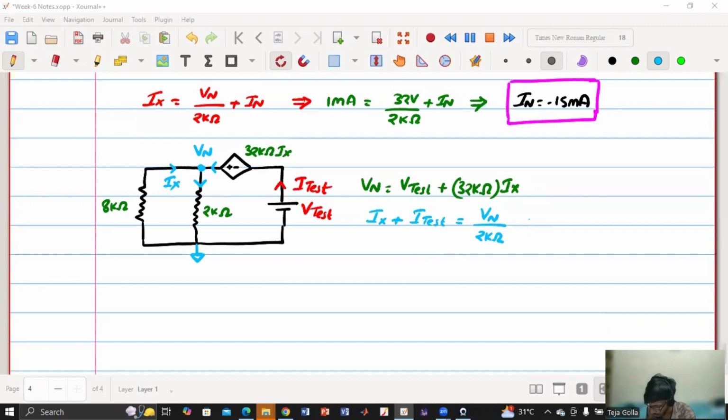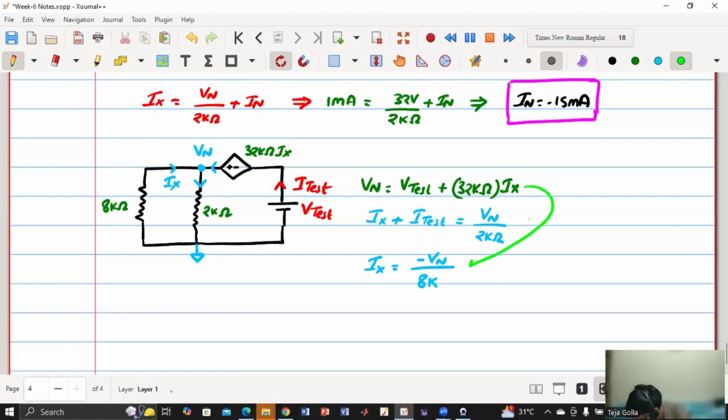Third equation, how will I get? I'll get the value of Ix. Ix is equals to 0 minus Vn, which is minus Vn by 8 kilo ohm. True? Ix is minus Vn by 8K. So first what we'll be doing is we'll substitute this in this expression.